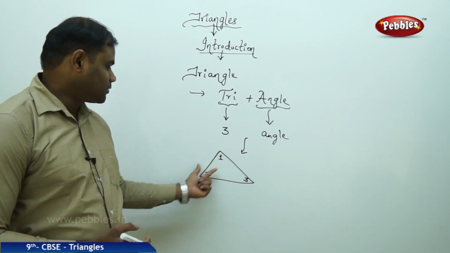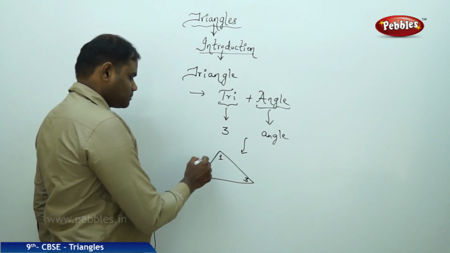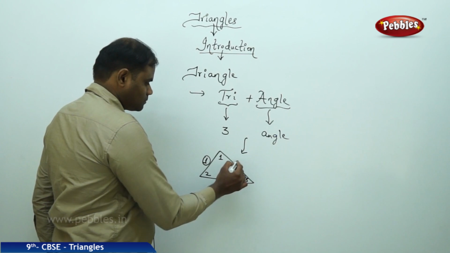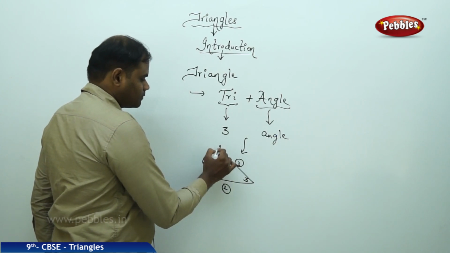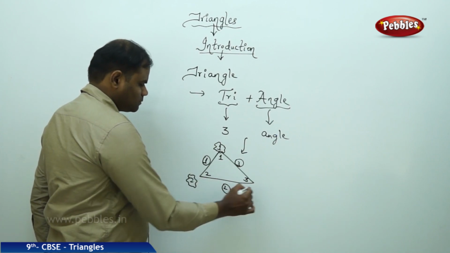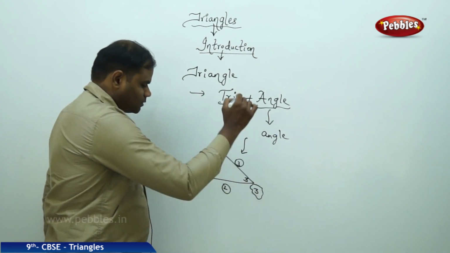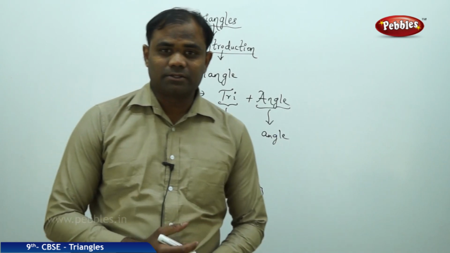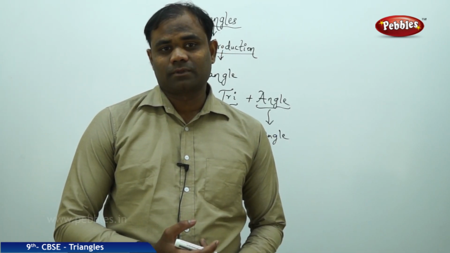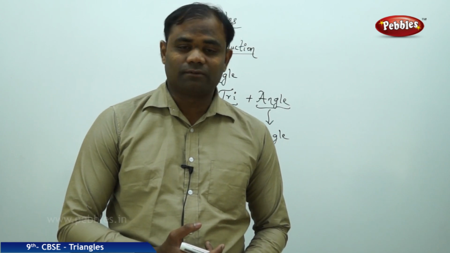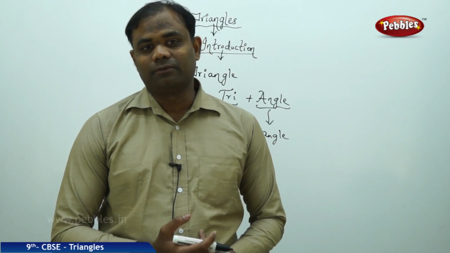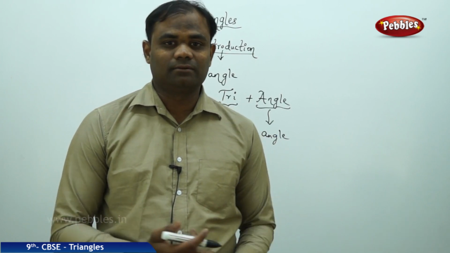So a triangle has 3 angles, 3 sides, and 3 vertices. So a triangle has 3 angles, 3 sides and 3 vertices. Study of 3 angles of a solid figure, of a geometrical figure, is what we refer to as a triangle.